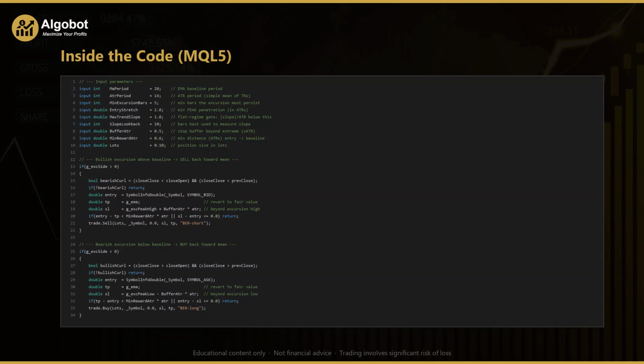The buy block mirrors this. When the excursion side is negative, the bullish curl flag requires the close above its open and above the previous close. The entry reads the ask, the take profit is again the baseline, and the stop sits at the excursion's low minus the buffer times ATR, with the same minimum reward check before trade.buy fires. Both sides target the same mean and place the stop just beyond the structural extreme.